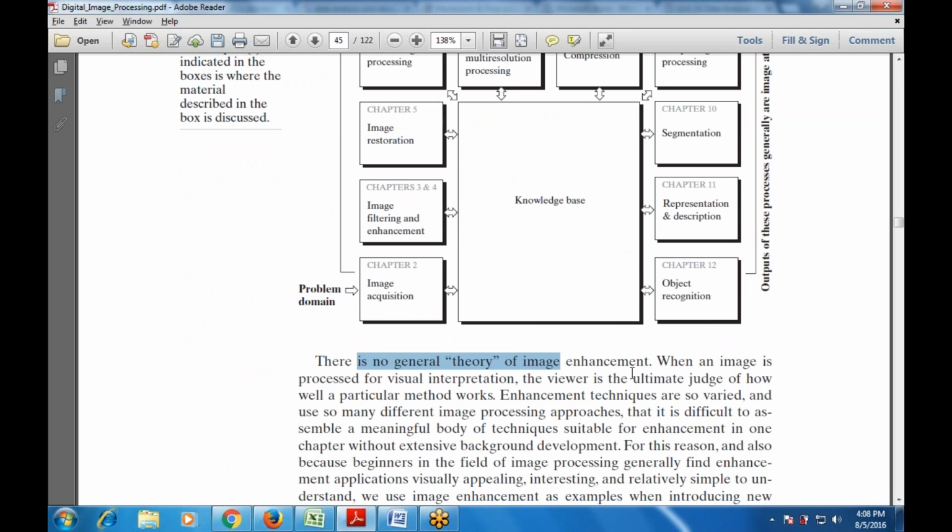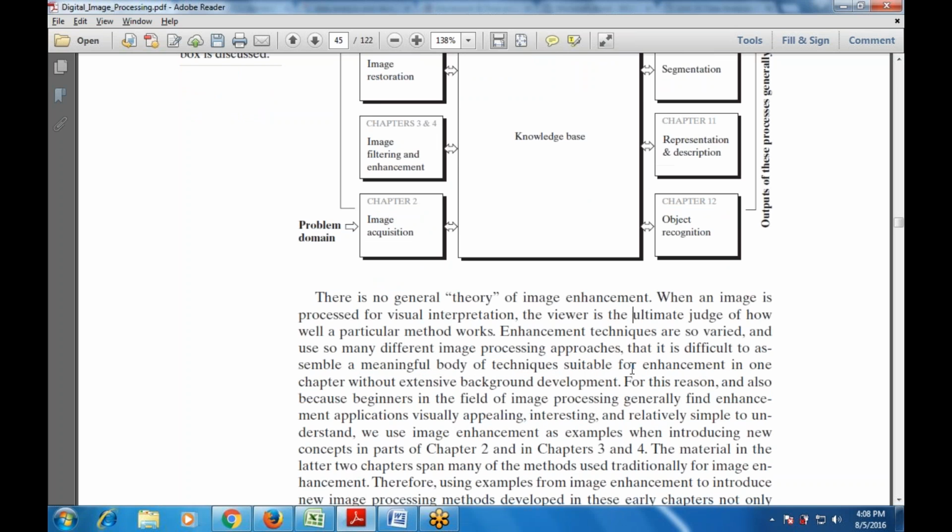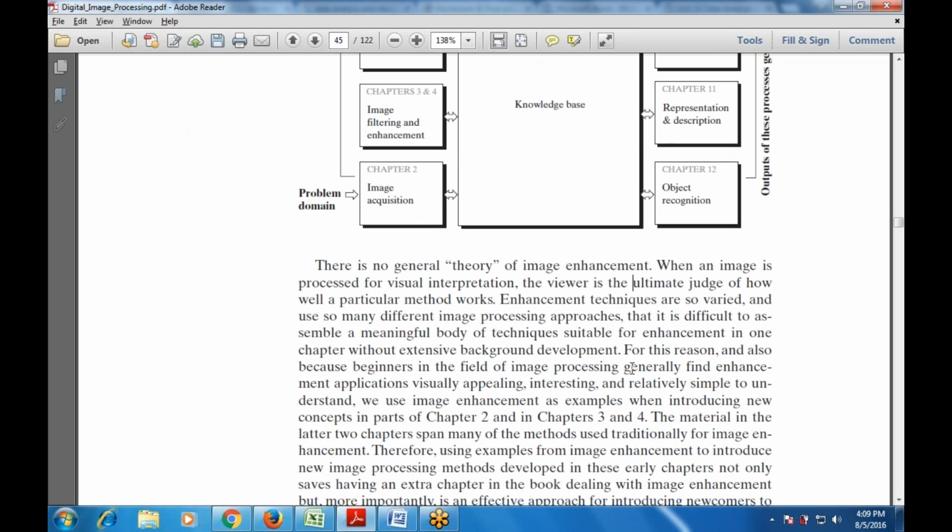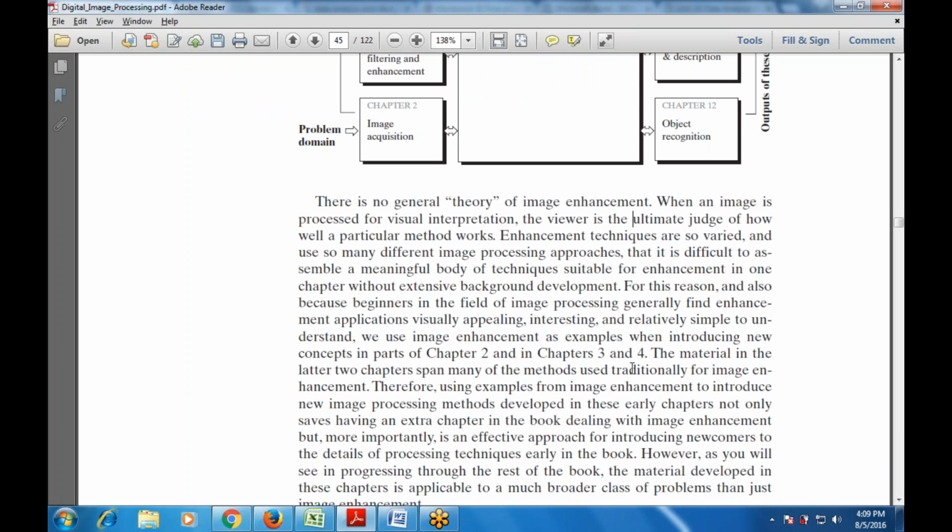There is no general theory of image enhancement. When an image is processed for visual interpretation, the viewer is the ultimate judge of how well a particular method works. And enhancement techniques are so varied and use so many different image processing approaches that it is difficult to assemble a meaningful body of techniques suitable for enhancement.